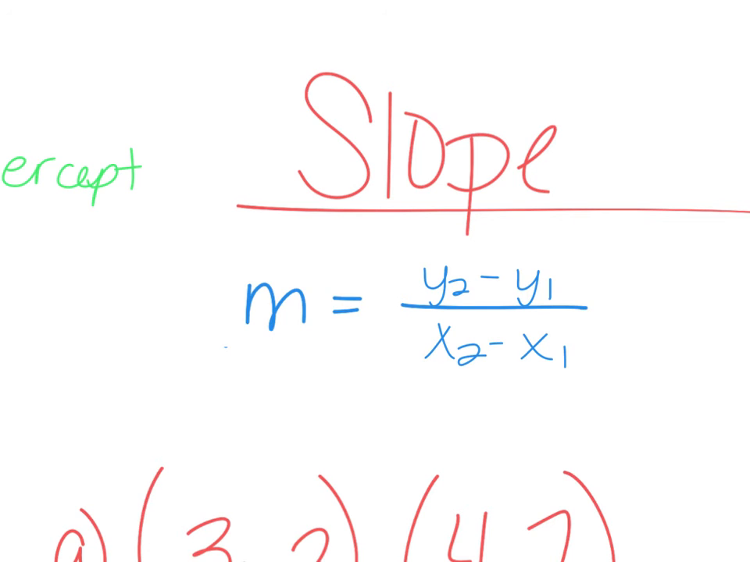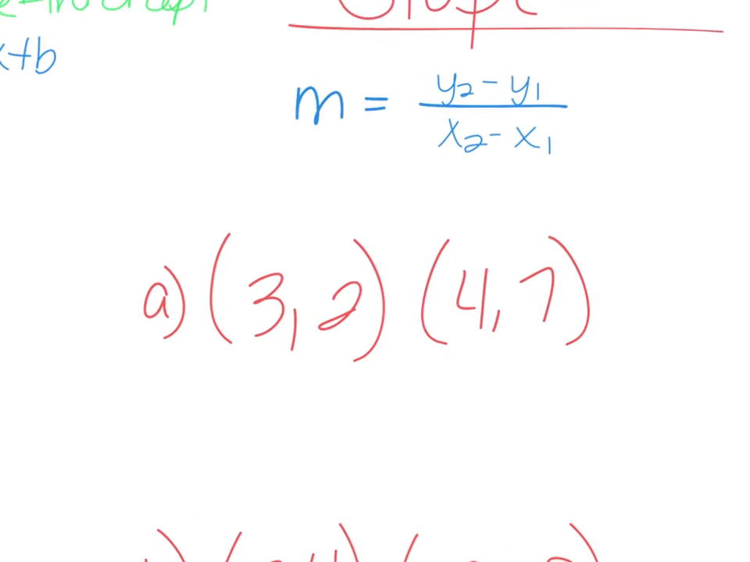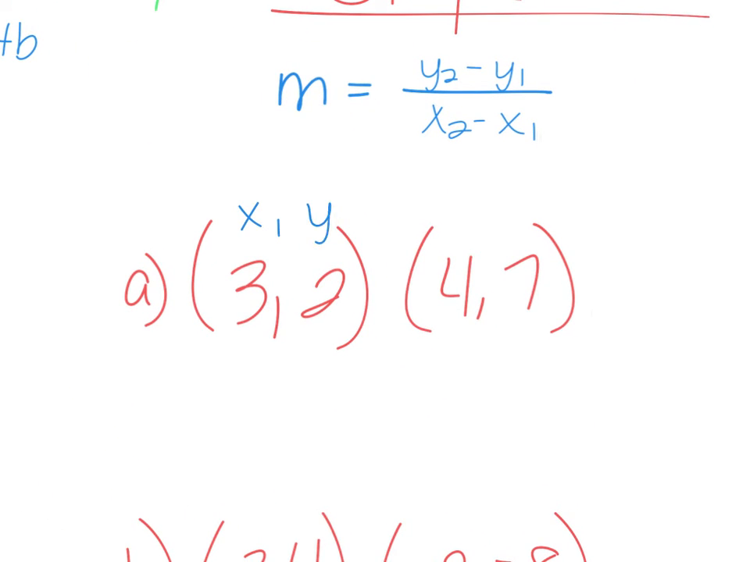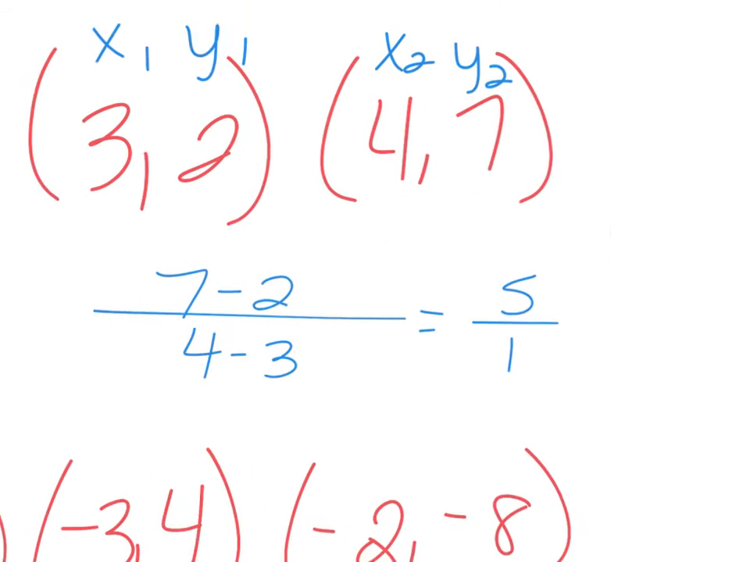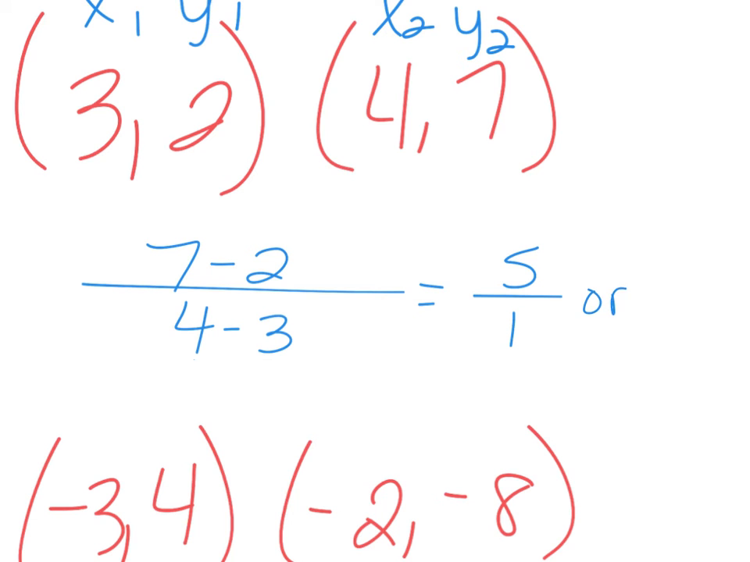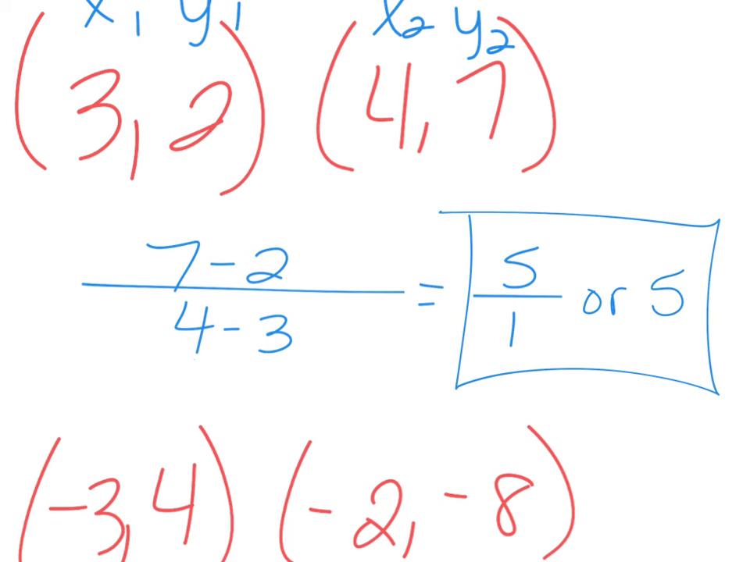Okay, so let's do a few. So we have x1, y1, x2, y2. So the formula for slope, you do y2 first. So 7 minus 2 over x2, 4 minus x1, 3. Then you can put it in a calculator or just work it straight across. So you have 5 over 1, or a better answer probably would just be 5 for this.